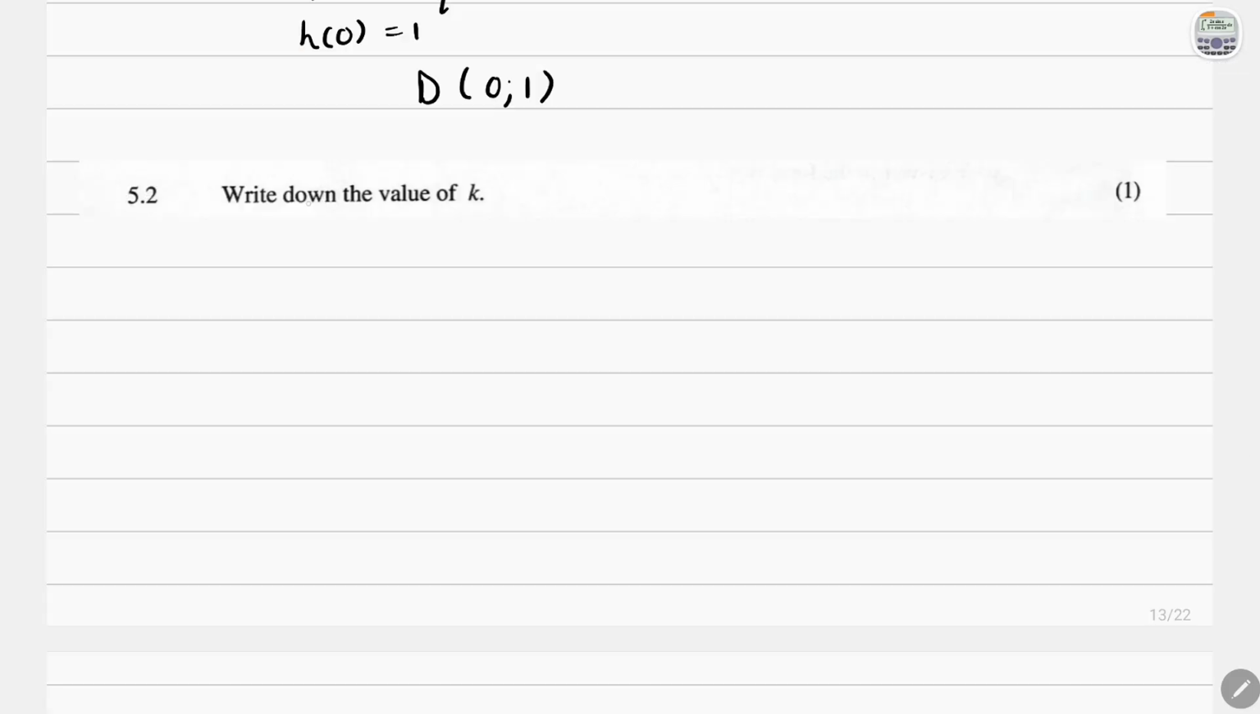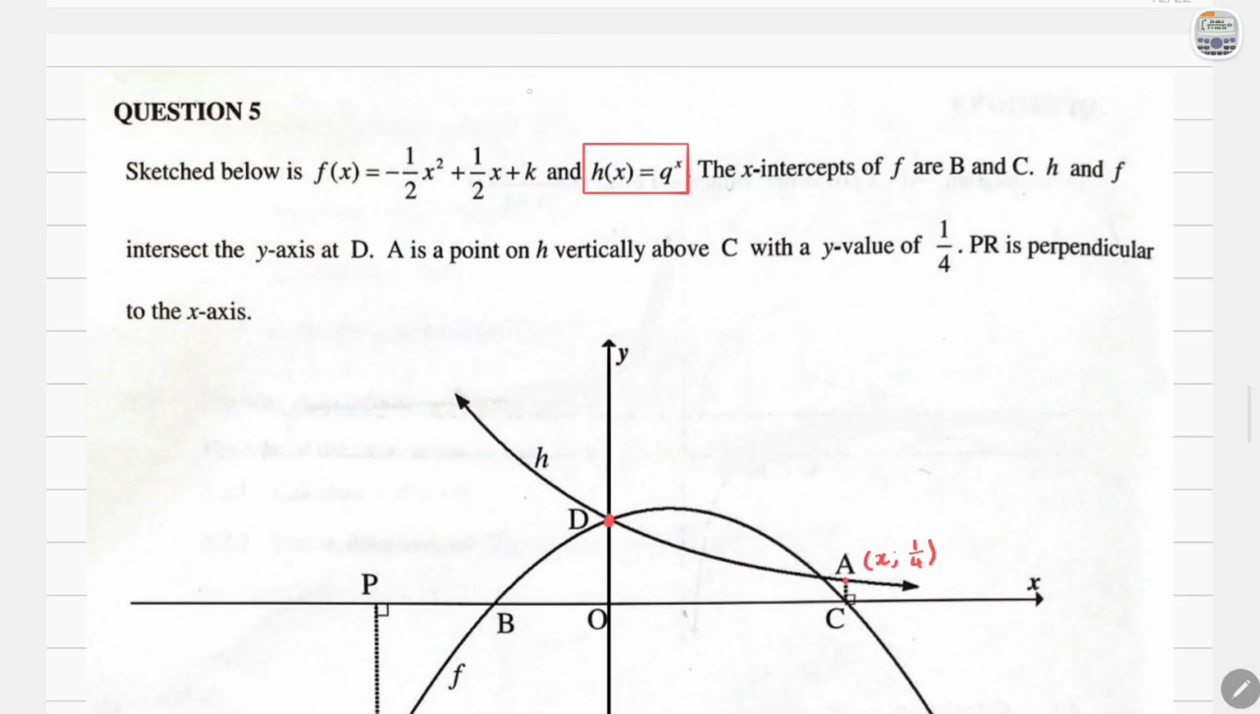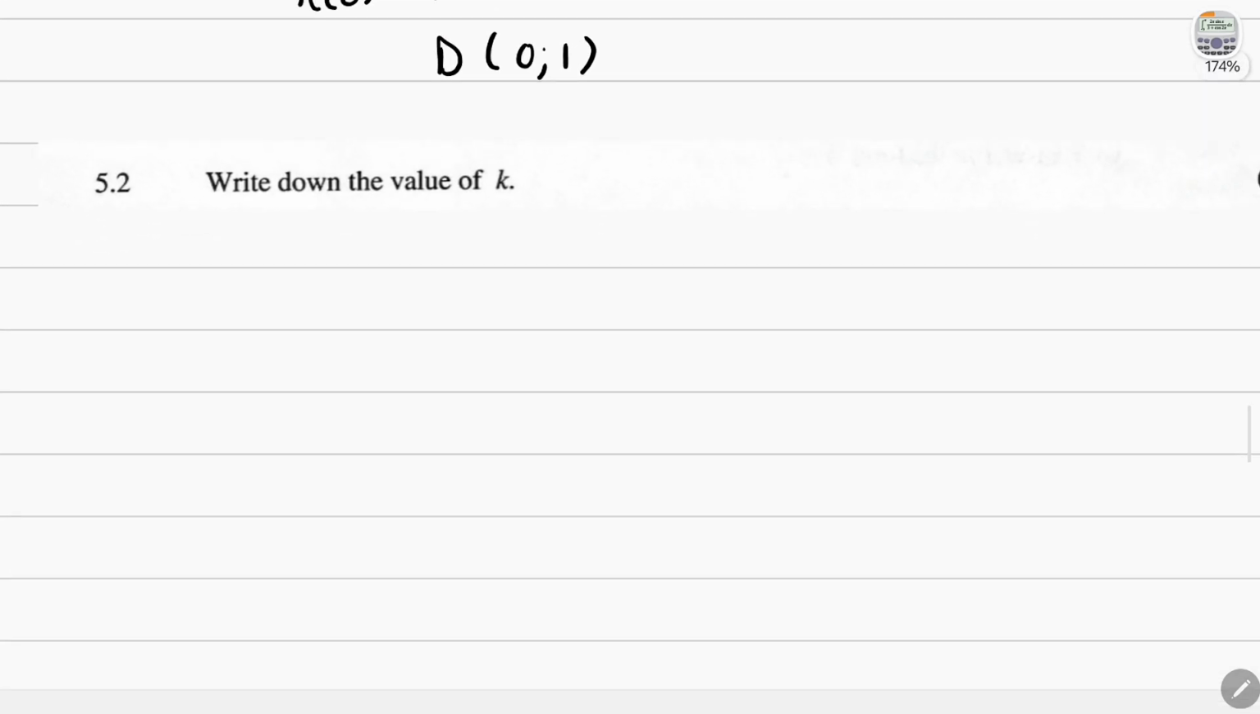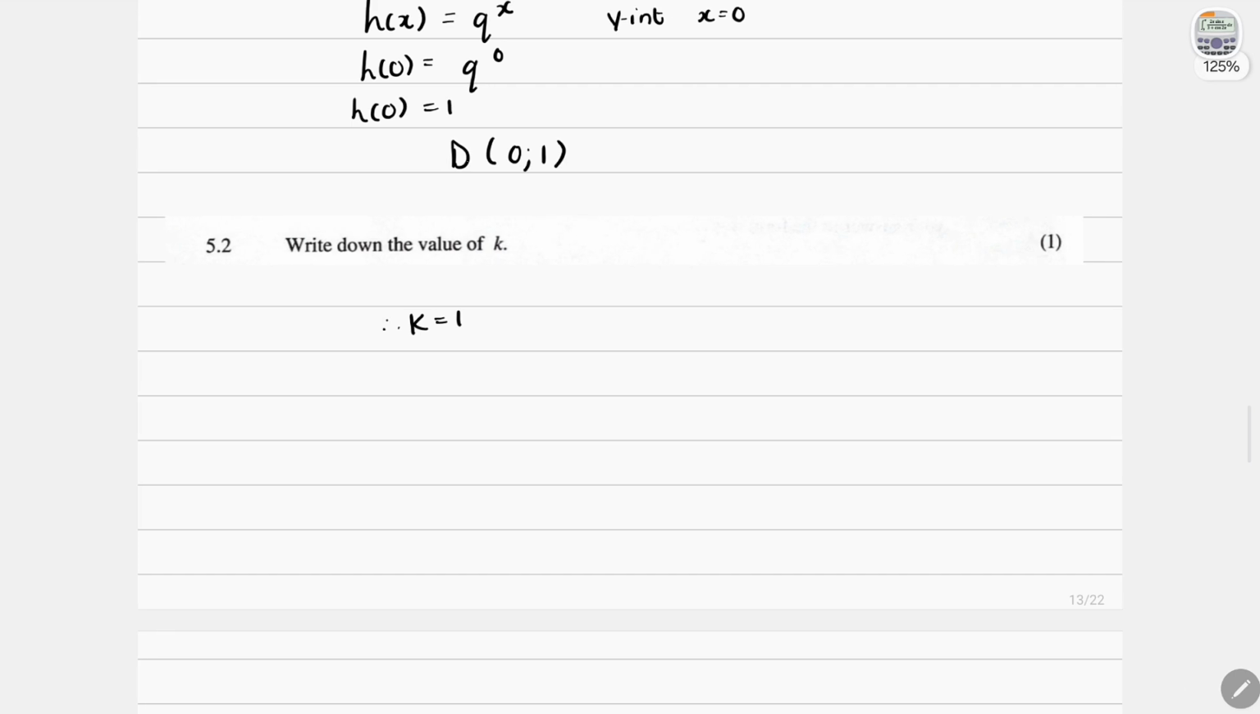The second question, 5.2, is to write down the value of k. We saw how k is also the y-intercept of this graph of f, because it has been put in its standard form. So that is the y-intercept, and the value of k is also equal to 1. So k equals 1. Moving on to the next question.